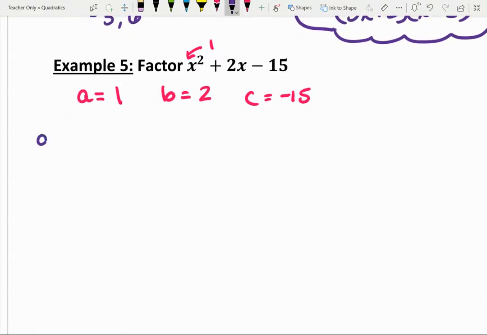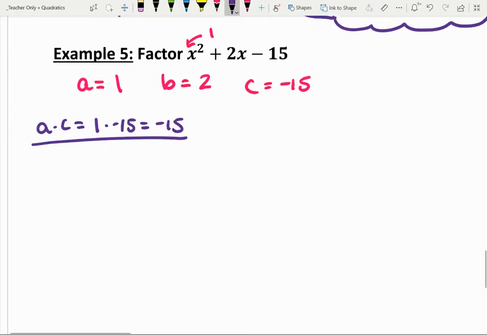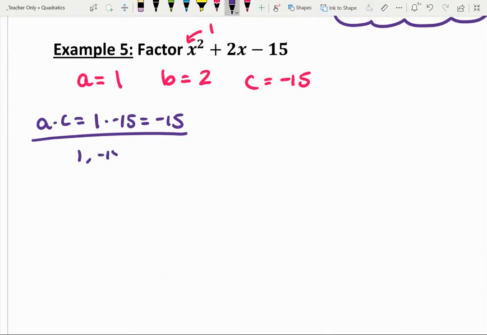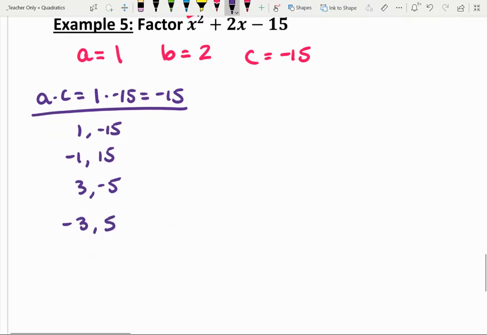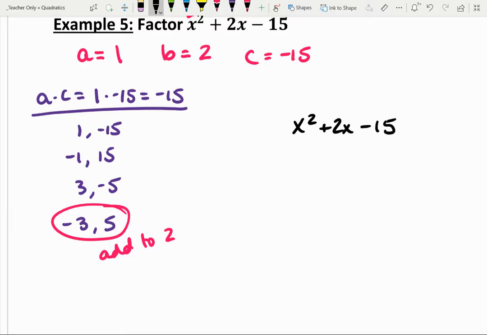So again, back to multiplying A times C, which in this case is 1 times negative 15, or negative 15, and we need factors of negative 15. So 1 and negative 15, negative 1 and positive 15, 2 and, 2 does not go into 15. Let's try 3 and negative 5, or negative 3 and positive 5. So thinking about those factors that add up to 2, right? These guys add to 2, so we're going to use those. And we get x squared plus 2x minus 15.